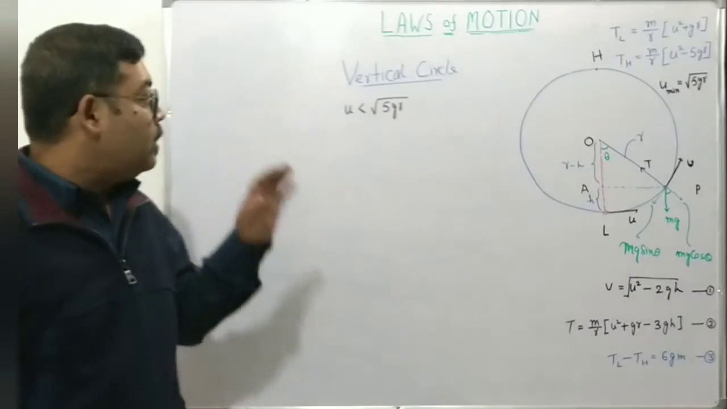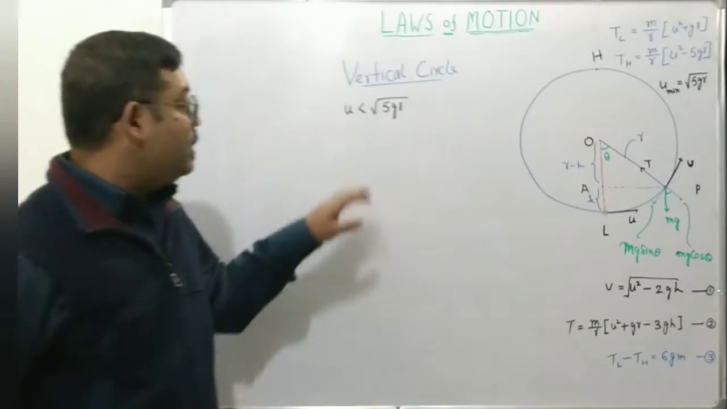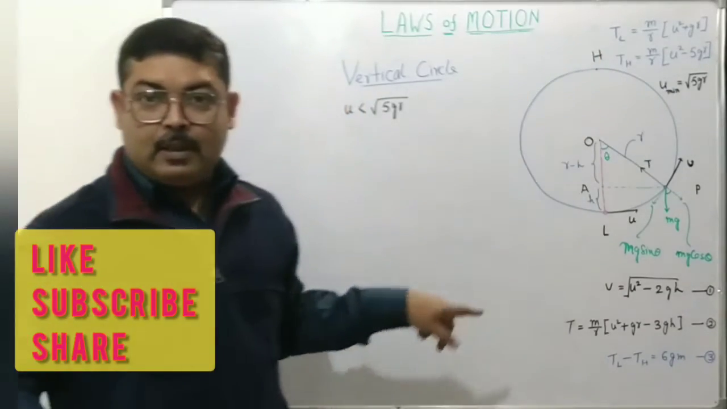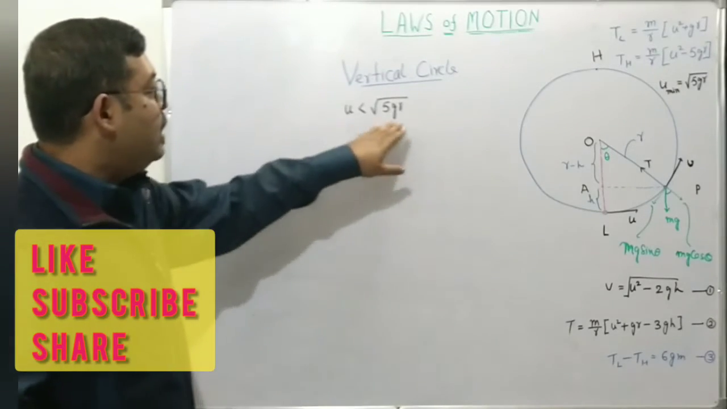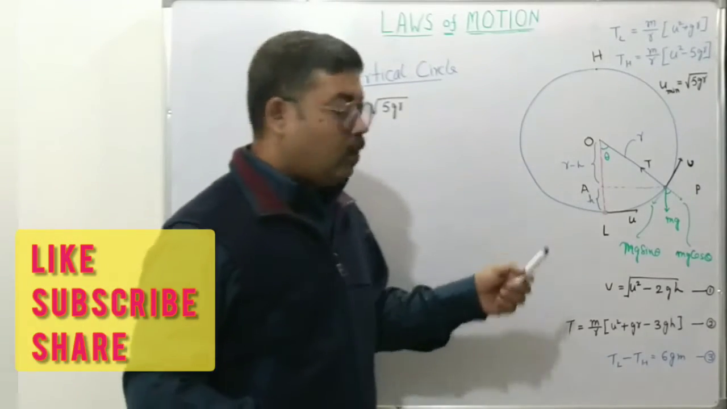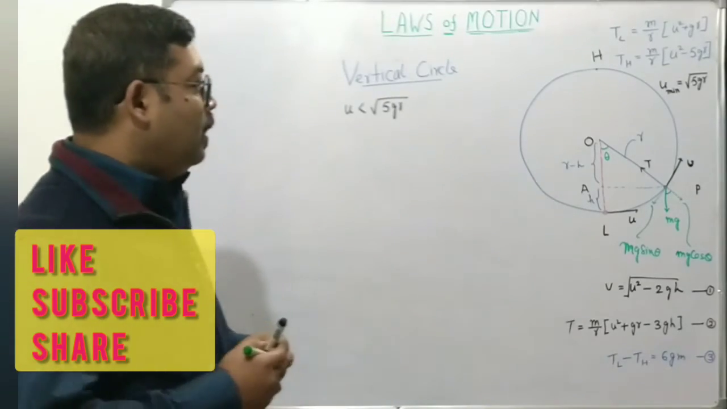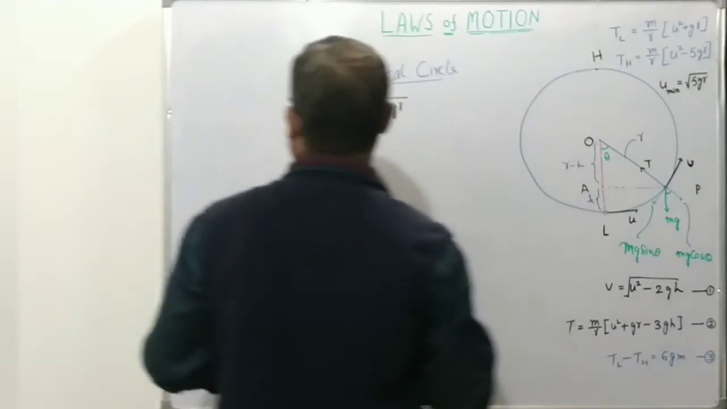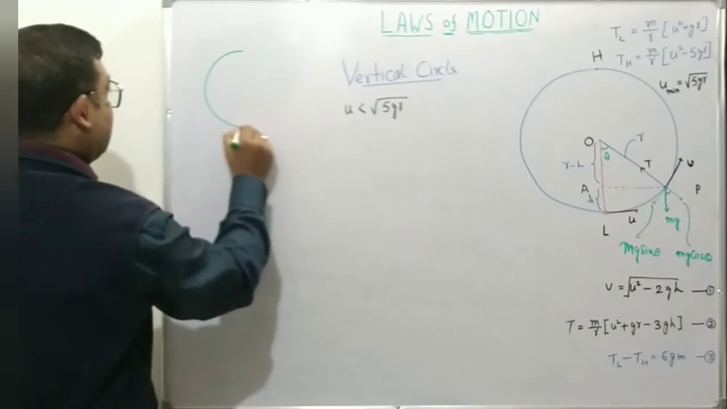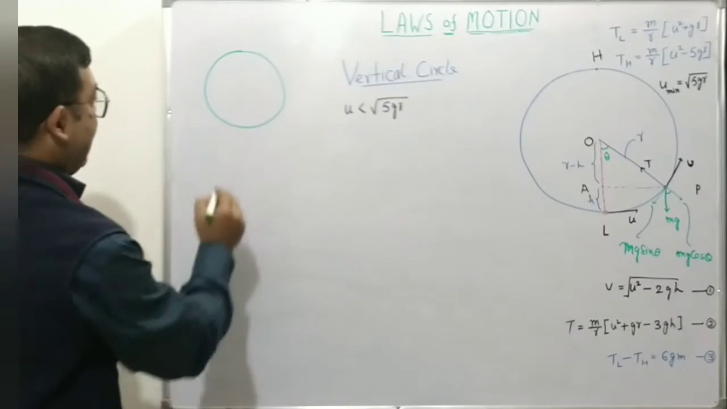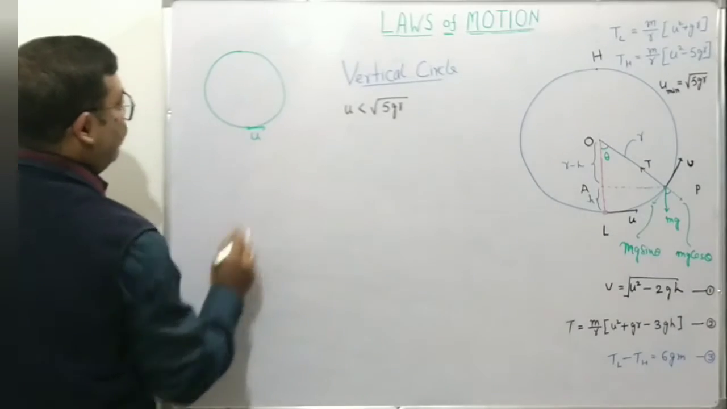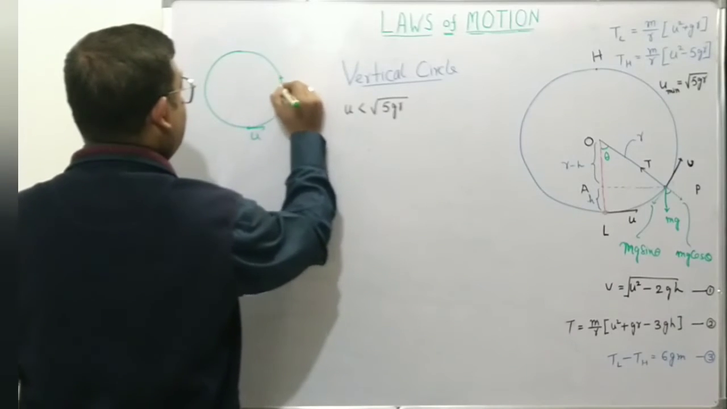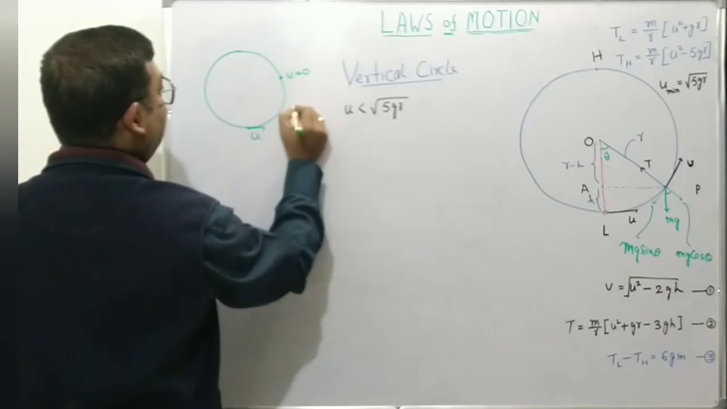Okay, now let's consider the case where u is less than root 5gr, that is the velocity given at the lowest point is not sufficient for it to make the complete circle. What will happen under this condition? If u is less than root 5gr, then the object will lose its velocity at a certain point. Let's draw it here. So this is the circular path, and it's given a velocity u which is less than the critical velocity required to reach the topmost point. So let's say at this point its velocity v becomes equal to 0.